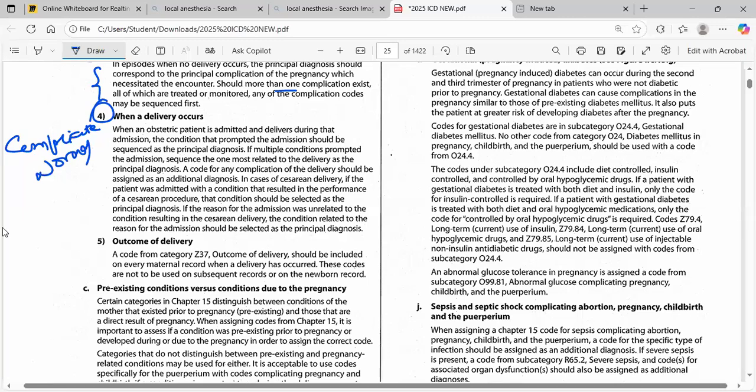So if it is normal, you have to use O80. If it is a complicated delivery, and for that we have to do the C-section also, the one most related to the delivery or the reason for the C-section will be the principal diagnosis. Any other comorbidities will be secondary diagnoses, then the week of gestation, and at the end you have to use the outcome of delivery. You have to use outcome of delivery whenever there is a delivery. Whether it's normal or high risk, if there is a delivery charge, you have to use outcome of delivery at the bottom.